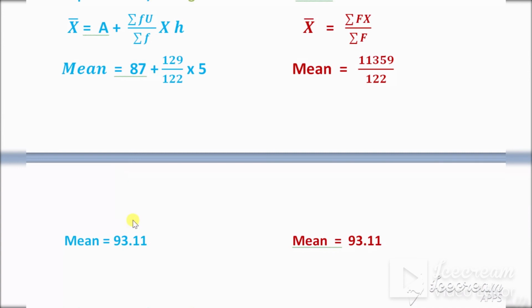The mean by the step deviation method is 93.11 and the mean by the direct method is 93.11. Both answers are the same. It means our calculation is true.